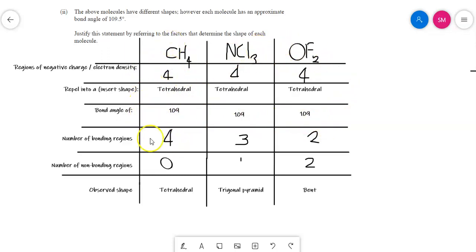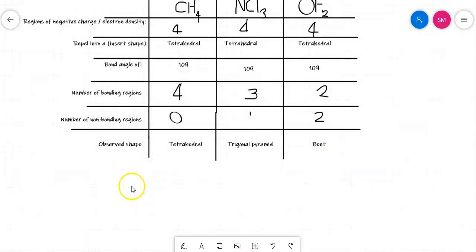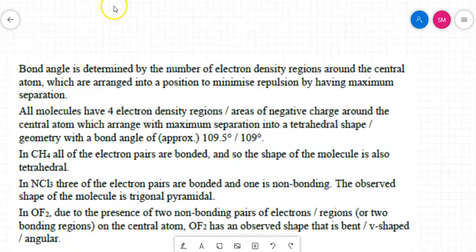So we would say CH4 has 4 bonding regions and no non-bonding regions, so therefore its observed shape is tetrahedral. NCl3 has 3 bonding regions, 1 non-bonding region, so trigonal pyramid. And then, righty, we'll just look at the model answer for this.